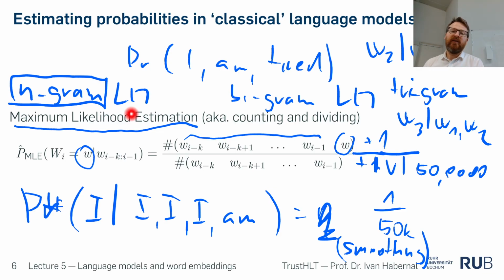But the question is, now we train these language models, these n-gram language models. How do we know they're any good? How can you evaluate them? Any idea?